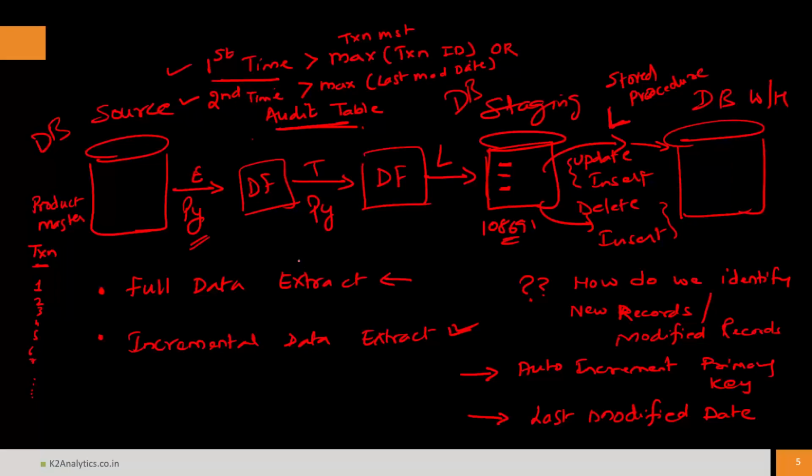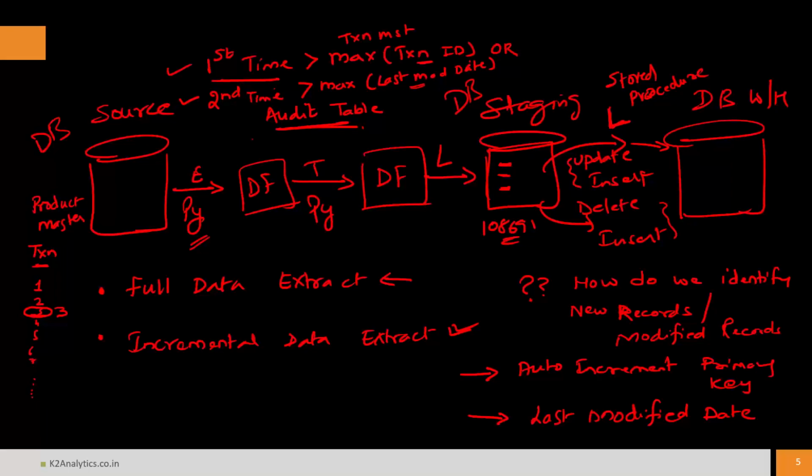Because it may so happen that there is a transaction ID, say transaction ID 3, which was already extracted in the previous run, but after that there was some modification. So you have to do incremental based on max transaction ID or the last modified date, both the criteria. This is typically how you do incremental data extract.